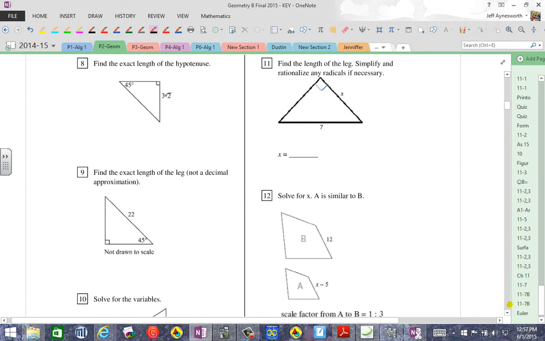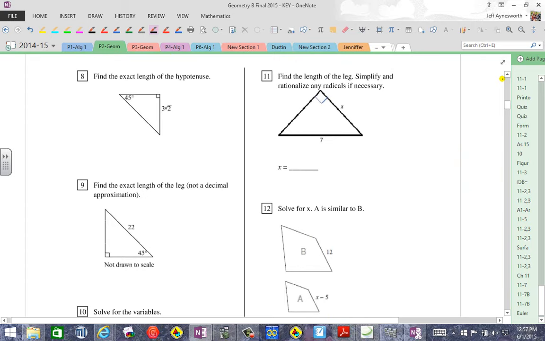All right, next one. Find the exact length of the hypotenuse. Well, first of all, to go from leg to hypotenuse on a 45, 45, 90, you simply have to multiply by rad 2. So 3 rad 2 times rad 2 is 3 rad 4, which is 3 times 2, or 6. So my hypotenuse is 6. The other leg, since it's isosceles, is 3 rad 2.